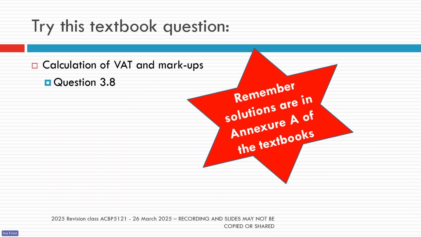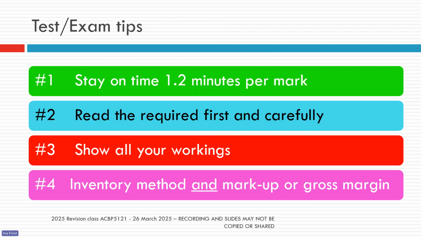We have spoken about this before, but remember that question 3.8 in the textbook is really lovely, because it combines markups and VAT, the whole issue of input and output VAT, and gross profit and cost of sales. All of those terms and concepts are combined into one beautiful question.